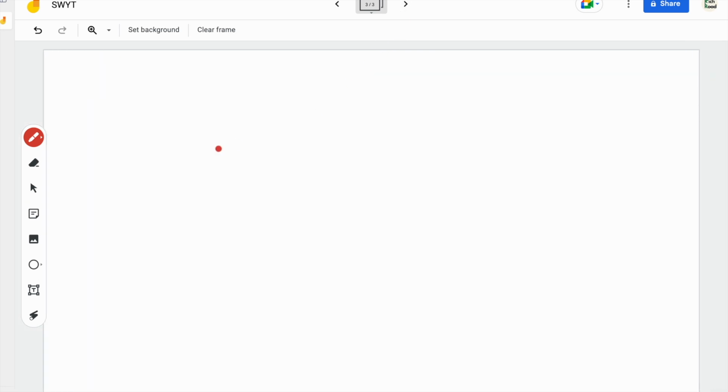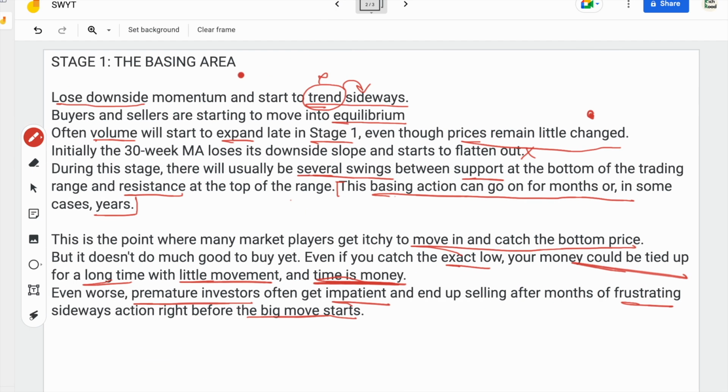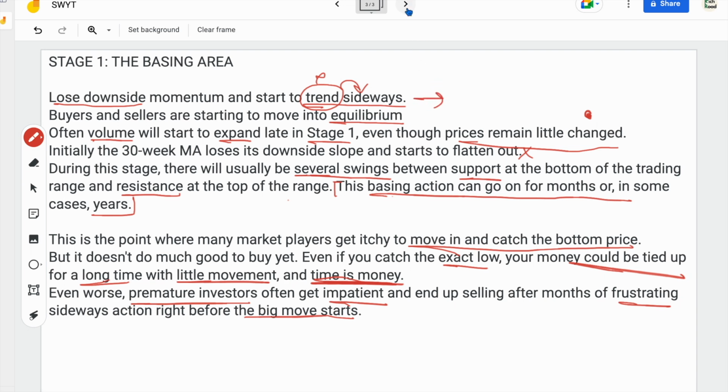How does a stage 1 look? This is how it looks. So according to the book, there will be a downside momentum. What will happen is this. This is how the stock will behave. So if you read here, it will lose the downside momentum and start to trend sideways. This is the first point.